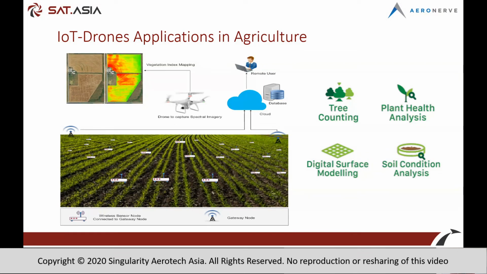All right, so that is the sensor. Now I'm talking about the sensor network, how the sensors are connected to each other.